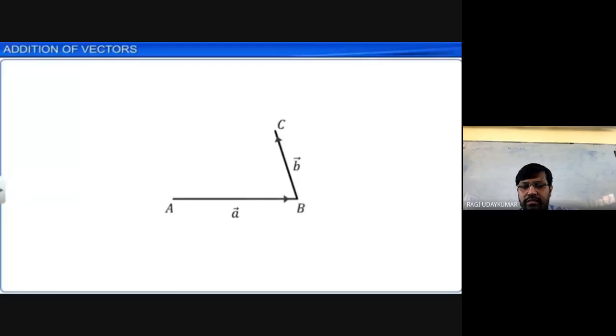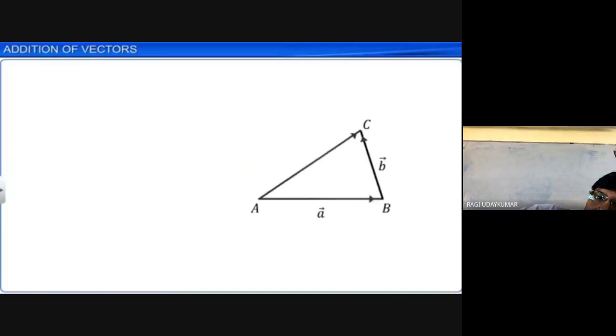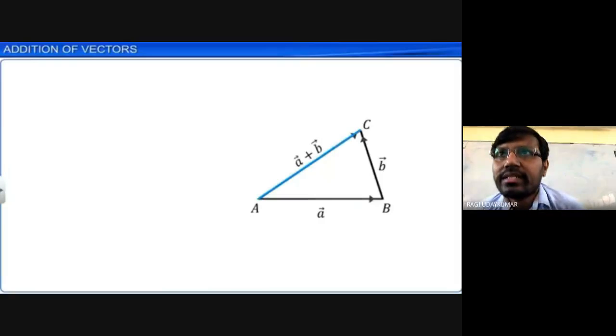Addition of the vectors. Vector A is from A to B and vector B is from B to C, and the new vector C from A to C is represented as the sum of the two vectors A and B. This is called addition of the two vectors. AC is represented as A bar plus B bar.